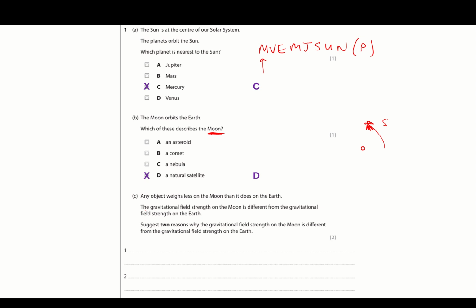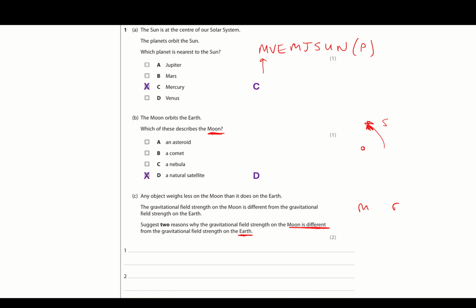Next one, any object weighs less on the moon than it does on the Earth. The gravitational field strength on the moon is different. Suggest 2 reasons why the gravitational field strength on the moon is different to that on the Earth. So the crucial parts here, we're going to talk about, well, there's a mass difference and there's a radius difference. If we're to look at the equations for gravitational field strength, we'll see those 2 are in there.